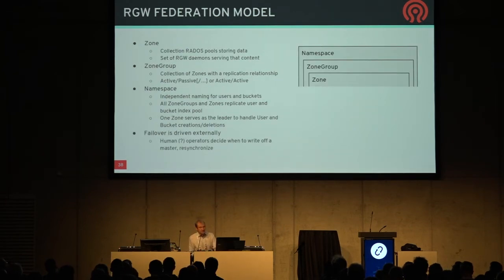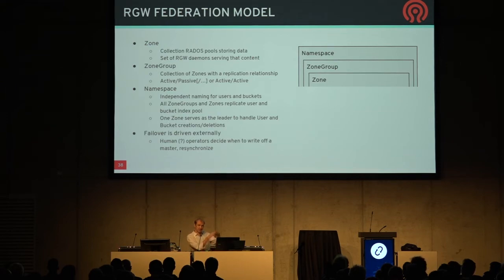So I'm going to talk a bit about RGW federation in Ceph. This is the object gateway, how we do federation of multiple clusters. So the base piece is a zone. This is sort of what you traditionally think of as an RGW cluster. It's some Rados pools and a bunch of gateways that serve up its data. Zone groups are simply logical collections of those zones that have a replication relationship, either active-active or active-passive.